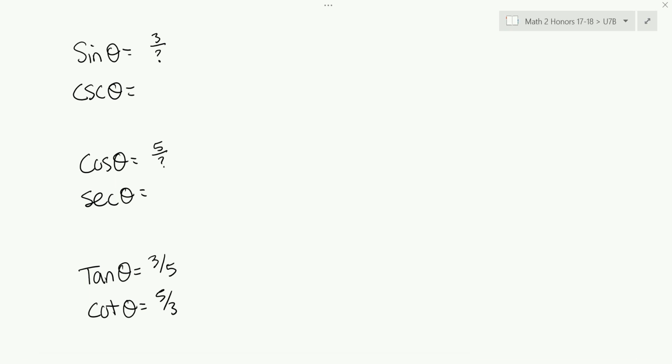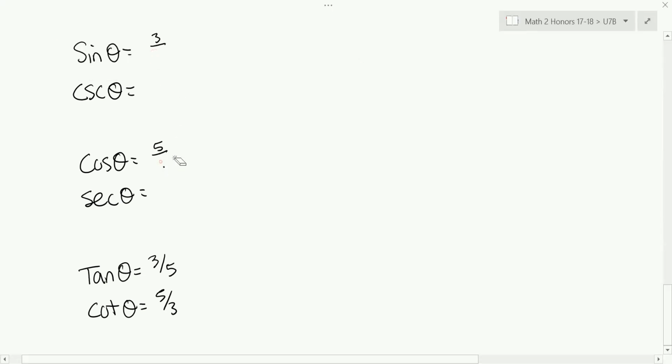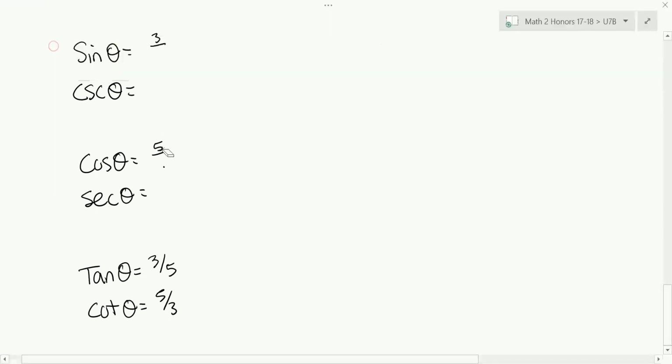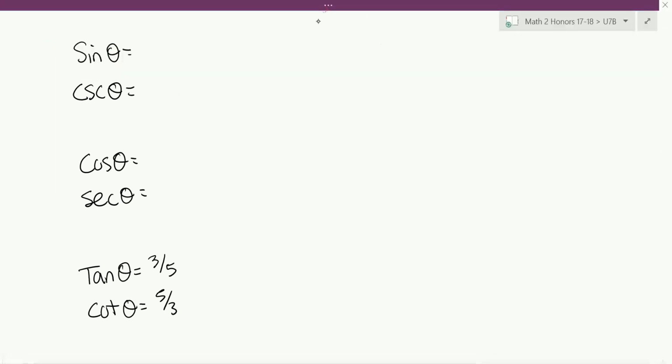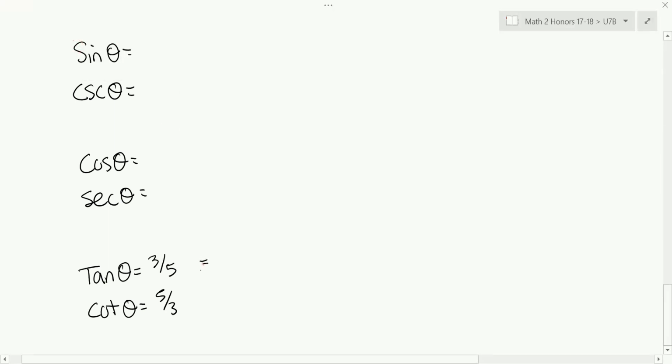Okay, here's why. If I do this, so we have 3 over 5. I could divide the 3 and the 5 by the same number. Let's say x. So I'd get, this is the same thing as 3 over x divided by 5 over x. And so we need to figure out what that x is. Okay. So let's go back to our unit circle.